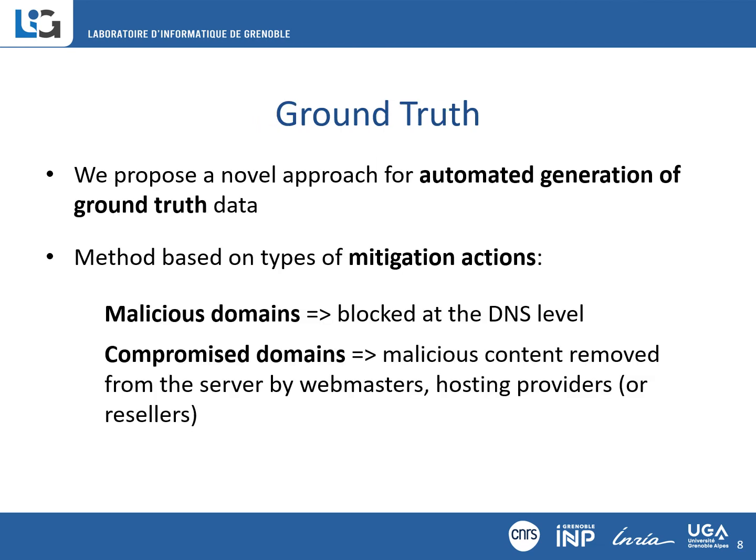We propose a new method to automatically generate ground truth data for malicious versus compromised domain name classification. We base the method on the differences of mitigation actions for each class. Malicious domains are blocked or removed at the DNS level and thus become inaccessible for victims. The mitigation action for compromised domains usually consists of removing malicious content from the server.